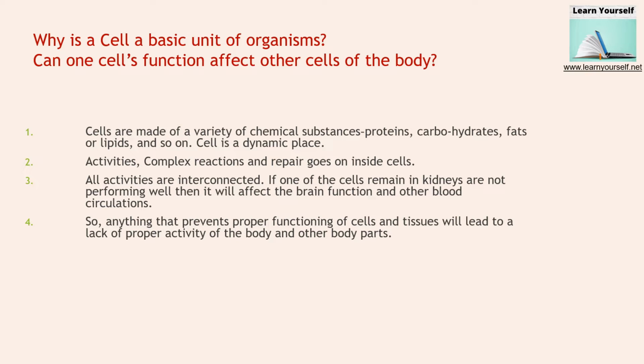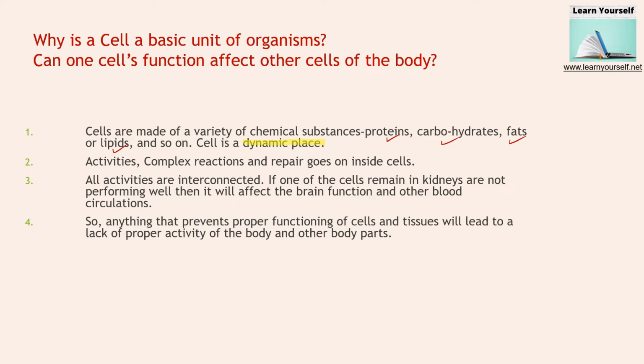First, cells are made up of a variety of chemical substances like proteins, carbohydrates, fats, lipids and so on. And here they are saying that the cell is a dynamic place. What is the meaning of dynamic place? Dynamic place means one or the other activity is continuously happening within the cell. Either it is a metabolic process or some substance formation or any exchange of material, anything is continuously happening within the cell, and that's why they are saying that the cell is a dynamic place.